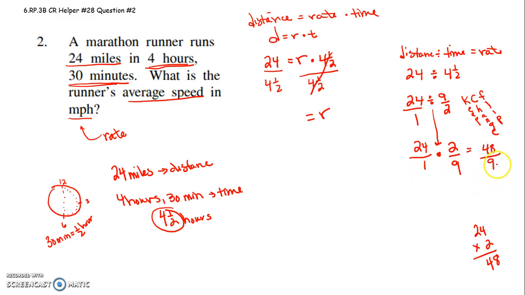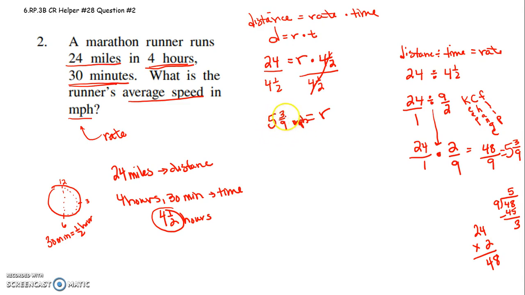So we don't leave it as 48/9. We go ahead and we take 48 and divide by 9. 9 goes into 48. 9 times 5 is 45. So that's 5. 5 times 9 is 45. Subtract off, we have a 3. So it's 5 3/9. So that's the same as 5 3/9. So our rate is 5 3/9 miles per hour.